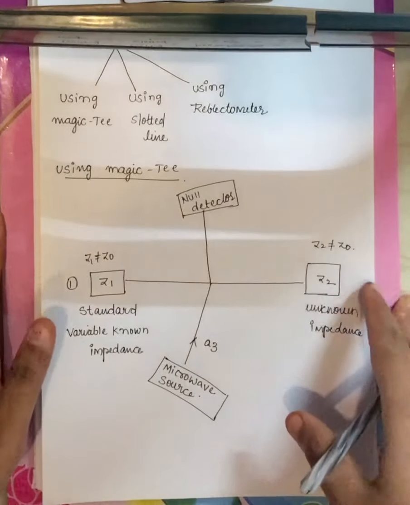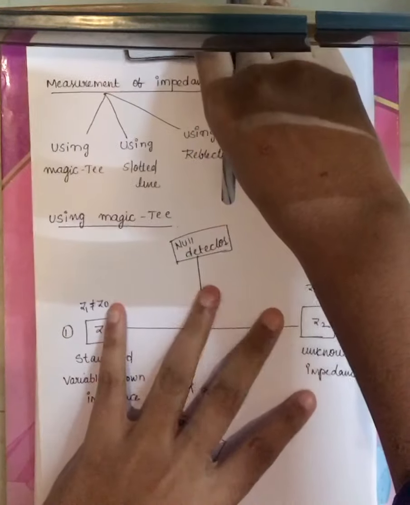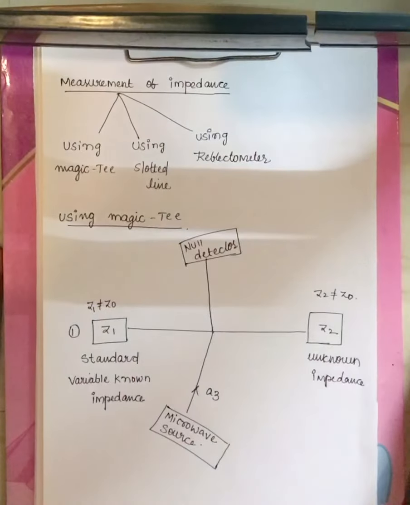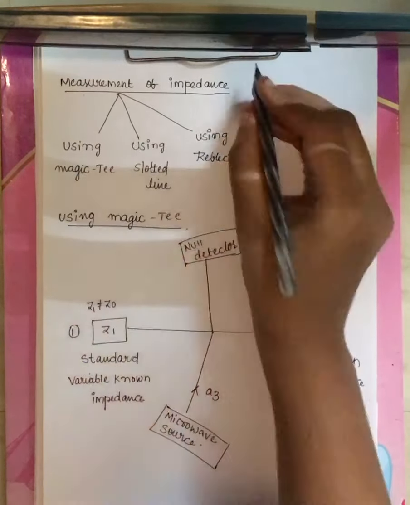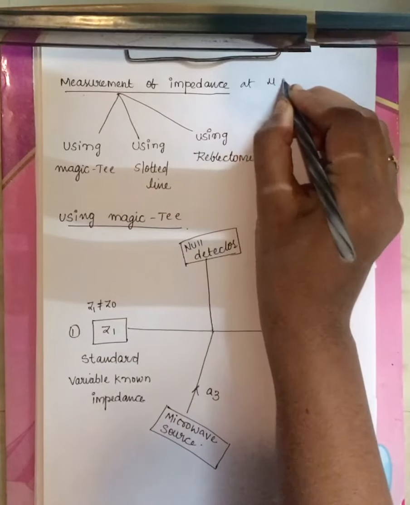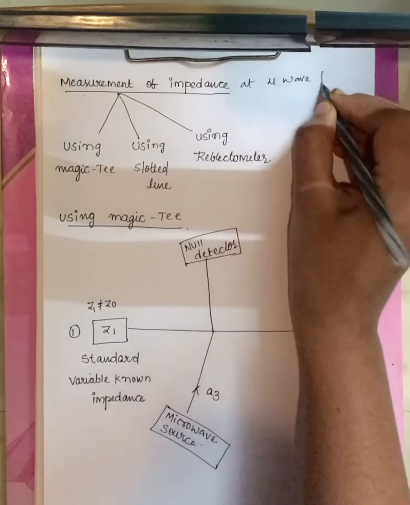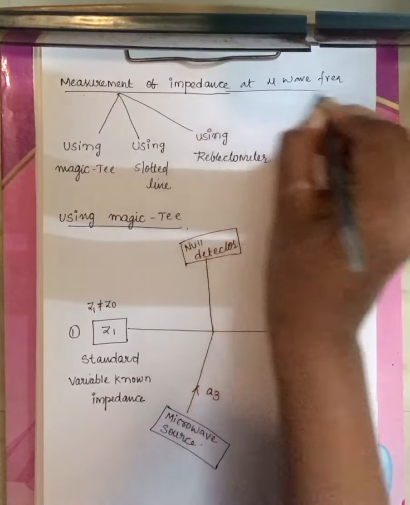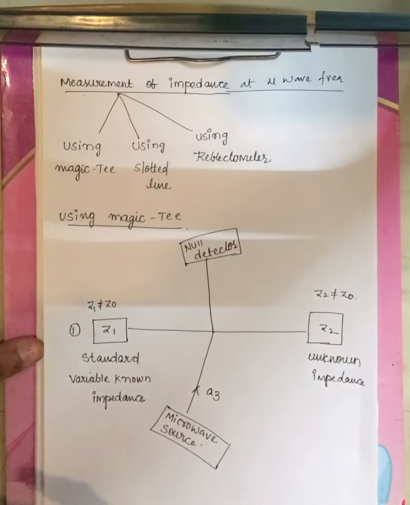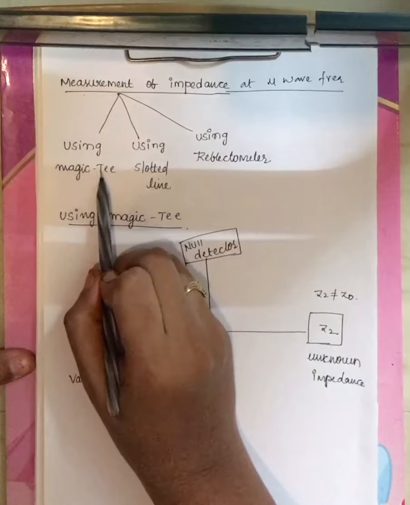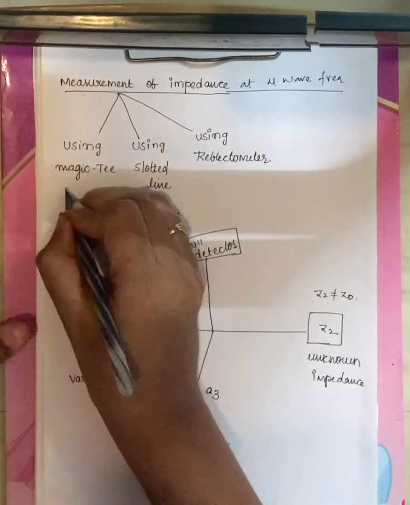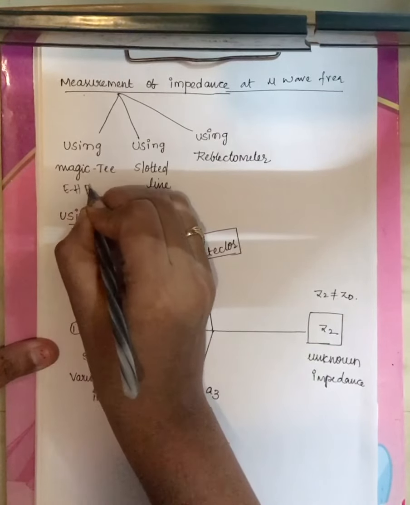Now coming to the first parameter measurement at your microwave frequencies, that is impedance, right? Measurement of impedance at microwave frequency is done using your microwave test bench, right? Now this impedance can be measured in three different ways. One is using the magic T, nothing but your plane T.